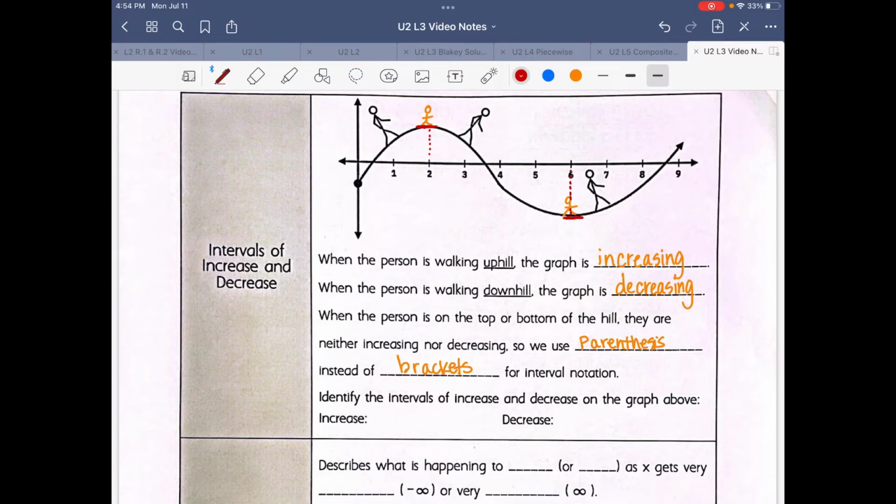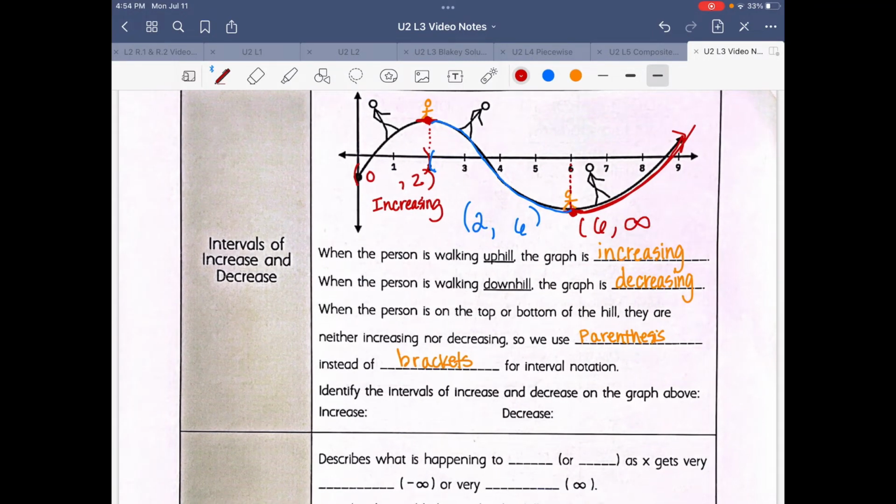So because we have a maximum point right here at 2 and a minimum point right here at 6, we are going to use parentheses instead of brackets. And I like to use the number line up here. I can see from this number right here, which is 0, to 2, we're increasing. Then from 2 all the way down to here, so from 2 to 6, we're decreasing. And then from 6 up, we're increasing. So 6, and since it doesn't have an end point here, it's going to be infinity.